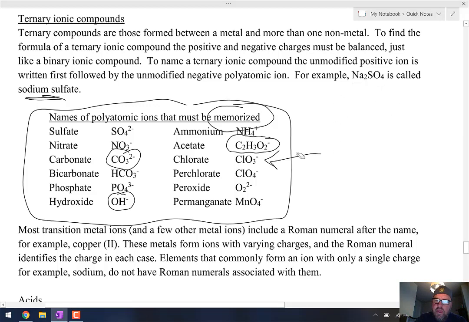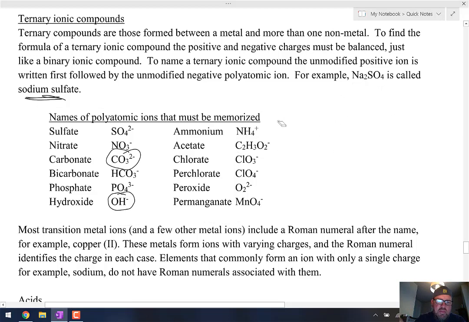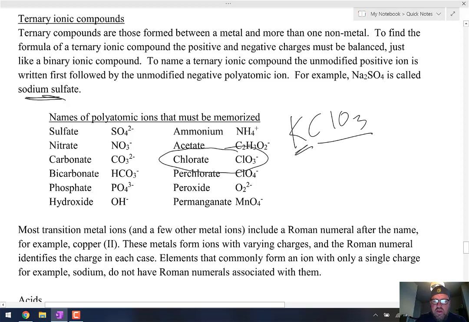Okay? And then in terms of naming them, naming them is even easier. Before we had to change that ending to IDE. Now you don't. If you have KClO3, you go, oh, well, K is potassium. And ClO3 is, there it is right there, chlorate. So that is just called potassium chlorate.